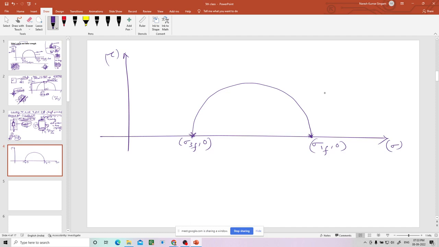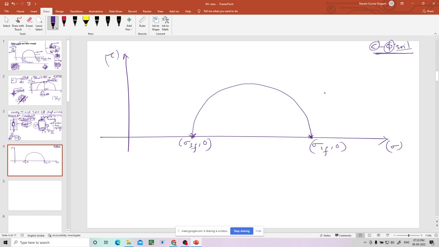That is the reason why this will definitely touch the failure envelope. So let us consider this is a C-phi soil. What is a C-phi soil? The soil which has cohesion as well as some friction. Both those are called C-phi soils.